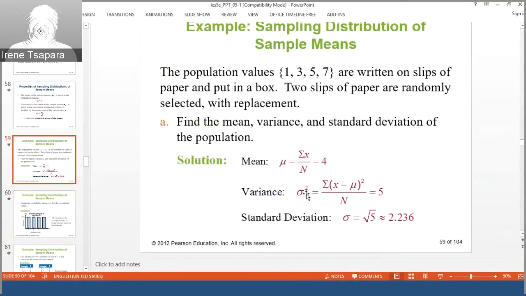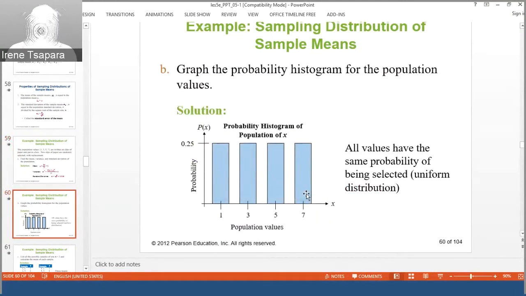And since we have exactly 4 values, each one of these values has a probability of 0.25, or 25%, to happen. That's the probability histogram for the entire population, for the population values.